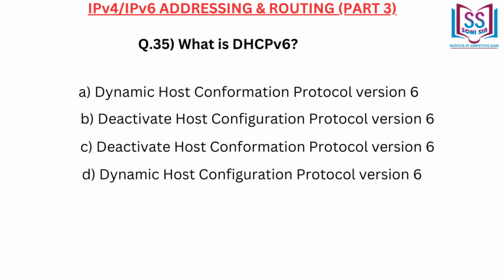What is DHCPv6? A. Dynamic Host Conformation Protocol version 6. B. Deactivate Host Configuration Protocol version 6. C. Deactivate Host Conformation Protocol version 6. D. Dynamic Host Configuration Protocol version 6. Correct answer D. Dynamic Host Configuration Protocol version 6.